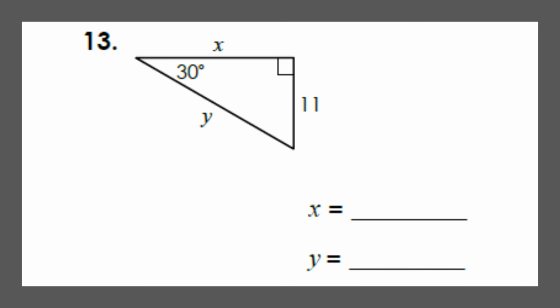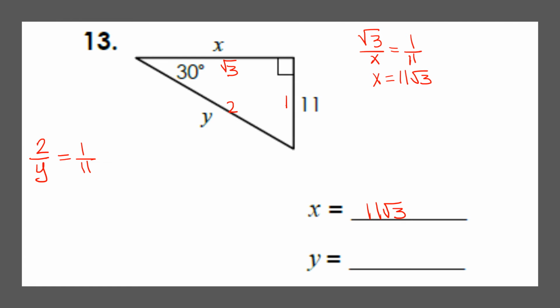Number 13, 30, 60, 90 again. So I've got 1, 2, radical 3. So to find x, it'd be radical 3 over x equals 1 over 11. So I get that x is 11 radical 3. To find y, 2 over y equals 1 over 11. Cross multiply. I've got that y equals 22.